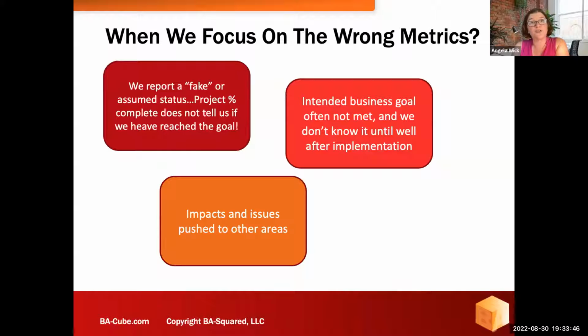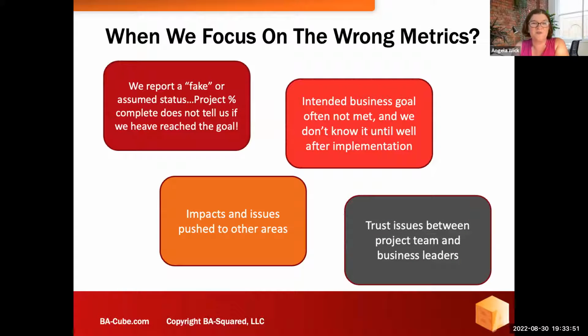Impacts and issues also get pushed to other areas when we focus on the wrong metrics. And trust issues between the project team and business leaders happen because they spent all this money. Project is done. Why didn't I get the results I wanted? Because no one on the project team confirmed and shepherded the results that you were looking for. That's the BA role. Oh, you're trying to get users to not call into the call center. Great. I can help make sure we can measure that all along the way. And as we release and sprint, we can adjust our priorities and our user stories to make sure that that happens, instead of measuring our ROI after the entire project is done.